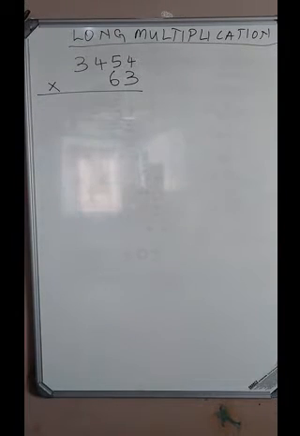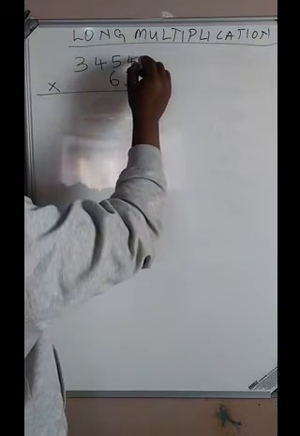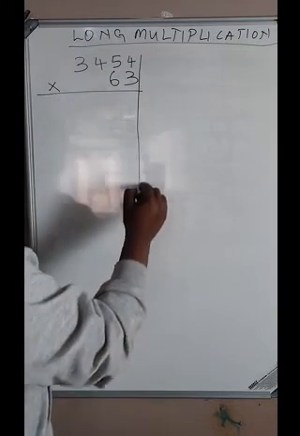Multiplication. So if you are having a problem with doing short multiplication, then you must try long multiplication. This is how you do it. We're going to use 3,454 times 63 as an example. So when you are doing long multiplication, the first thing that you do, you just draw a straight line like this.